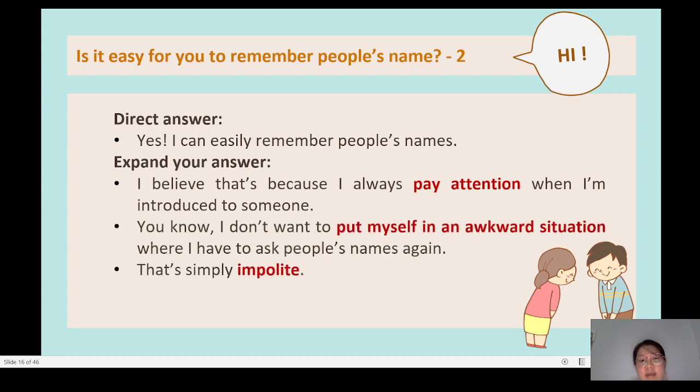Yes, I can easily remember people's names. I believe that's because I always pay attention when I'm introduced to someone. You know, I don't want to put myself in an awkward situation where I have to ask people's names again. This is simply implied. You can see here.